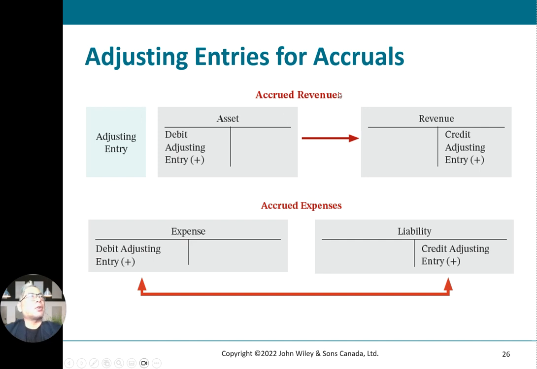The adjusting entry for accrued revenues: the asset will be debited, adjusting entry plus, and the revenue will be credited, adjusting entry plus, an increase. In terms of accrued expense, the expense will be debited, adjusting entry plus here, and the liability will be credited, adjusting entry plus here on the T account side. Okay, so that's basically the adjusting entry for the accrual.